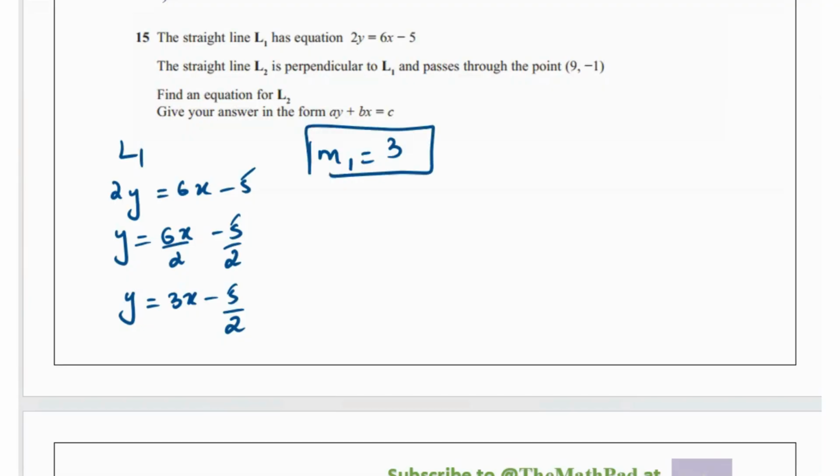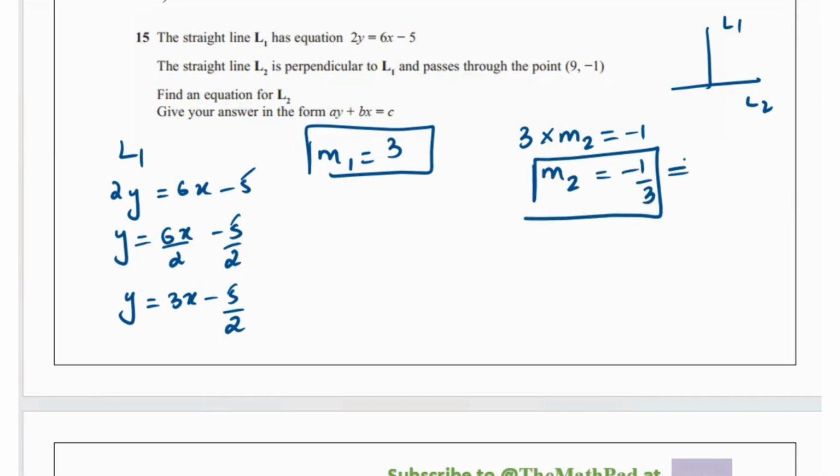Then L2 is perpendicular to L1. So if they're perpendicular, 3 times M2 would equal negative 1. And M2 is going to be negative 1 over 3, which is the gradient of line L2.